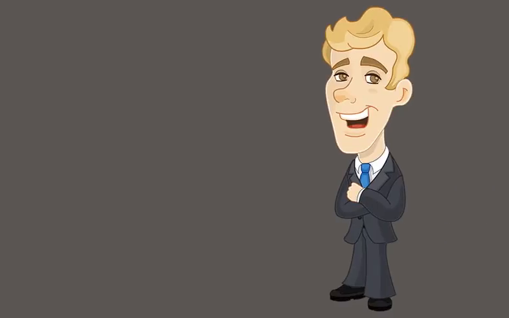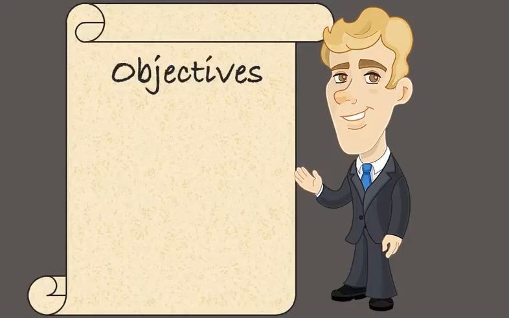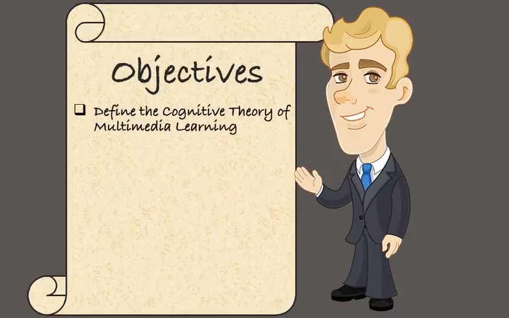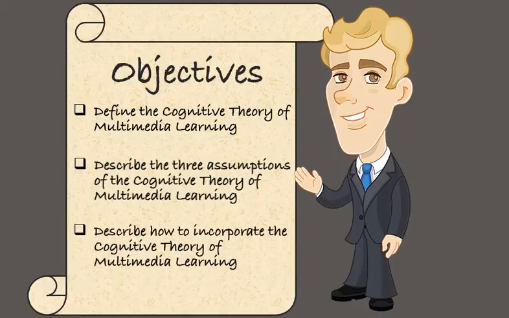Let's start off with our learning objectives. When you finish this instructional module, you'll be able to define the cognitive theory of multimedia learning, describe the 3 assumptions of the cognitive theory of multimedia learning, and describe how to incorporate the cognitive theory of multimedia learning into your multimedia design.